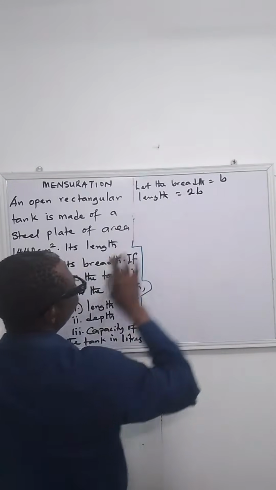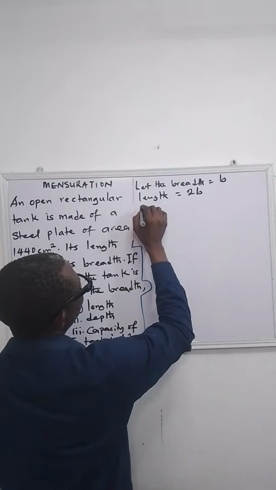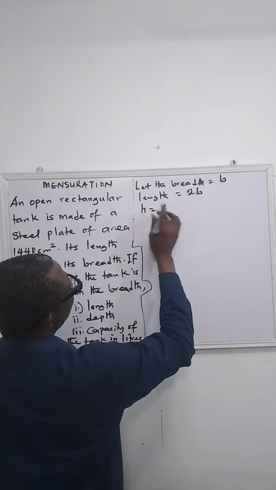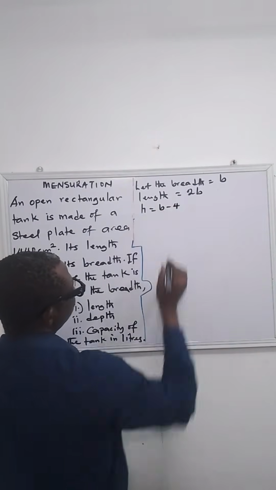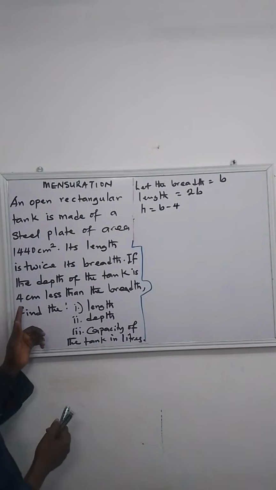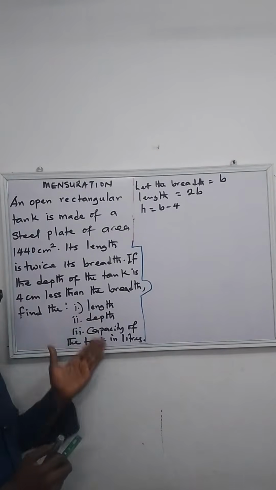2b, because it's twice the breadth. Twice its breadth. And the height is also the depth, okay? That is going to be b minus 4, because it's less by 4 centimeters. All right, so now, how do we get the length now?